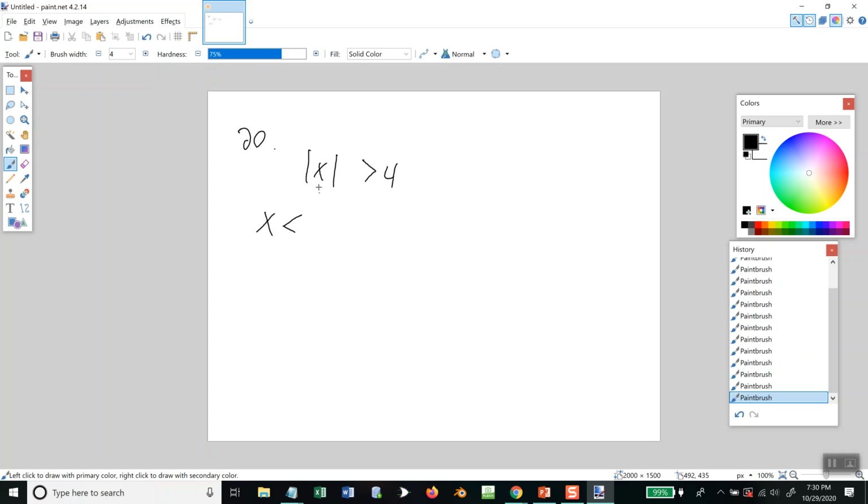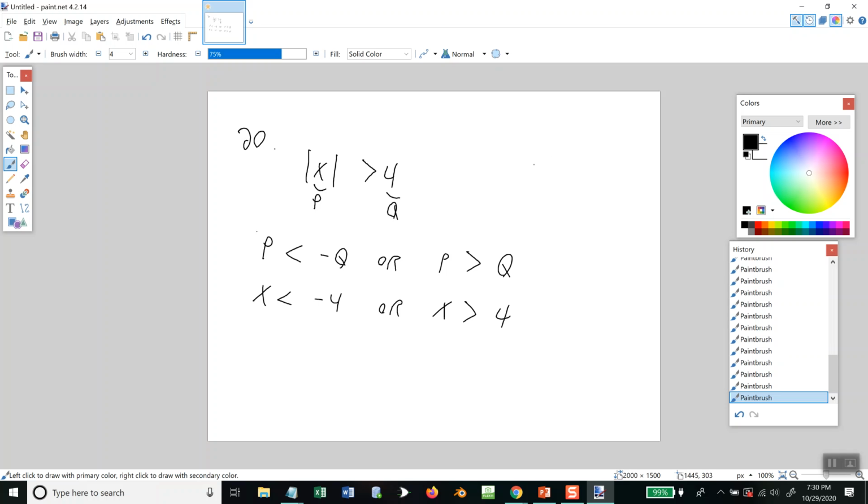It's a formula from college algebra. Let me write down the formula. This is P and this is Q. You rewrite it as P is less than negative Q, there's an or between them, and P is greater than positive Q. So if we were to plug it in, x can be less than negative 4, or x can be greater than positive 4.